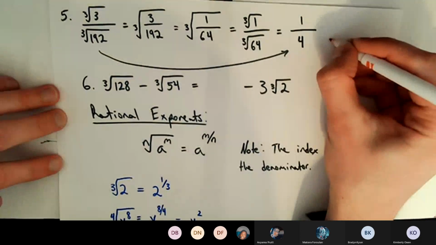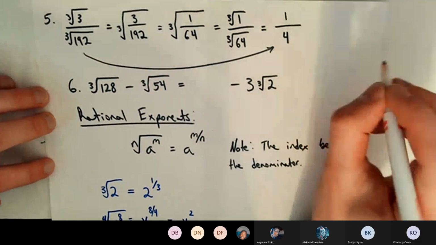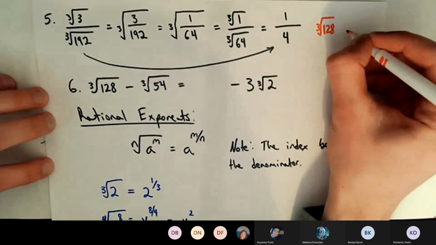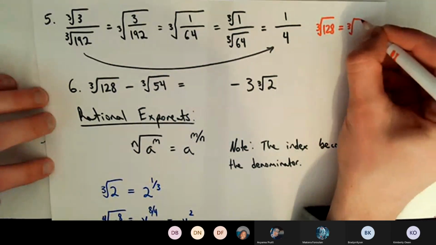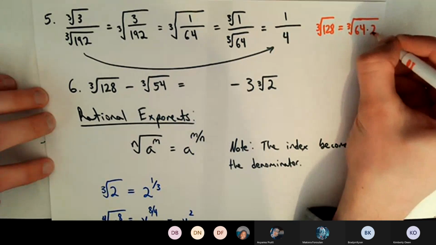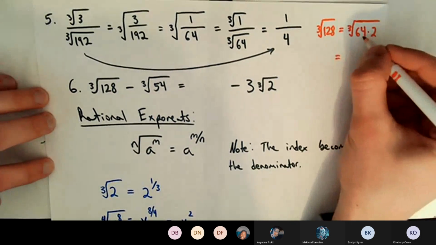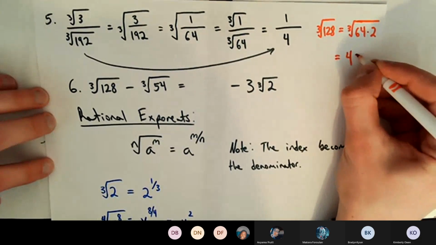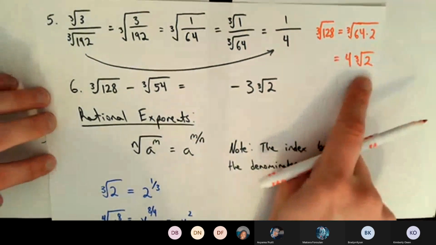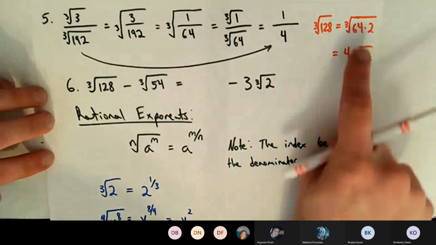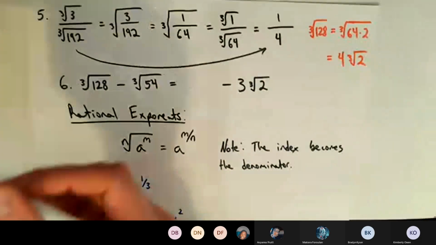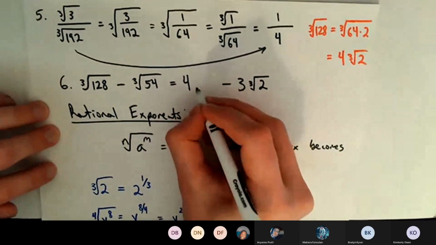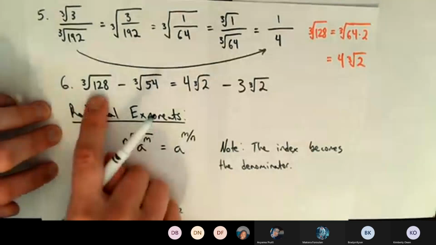64 times 2 under a cube root. So I'll do it over here, to save the room, is the same as the cube root of 64 times 2. The cube root of 64 is 4. So I'm going to skip a step here, and can I just say, is everyone comfortable with me just doing that? 4 on the cube root of 2. So that 64 became a 4. Okay. So now I have 4 on the cube root of 2. That was the cube root of 128.